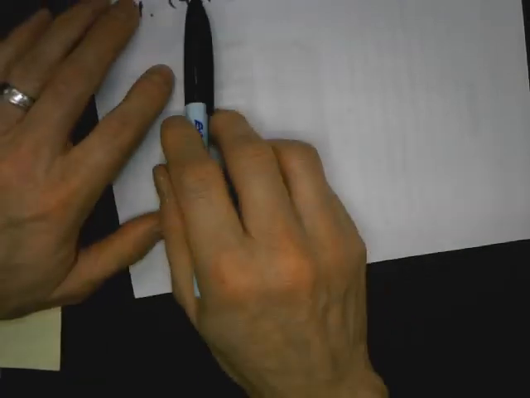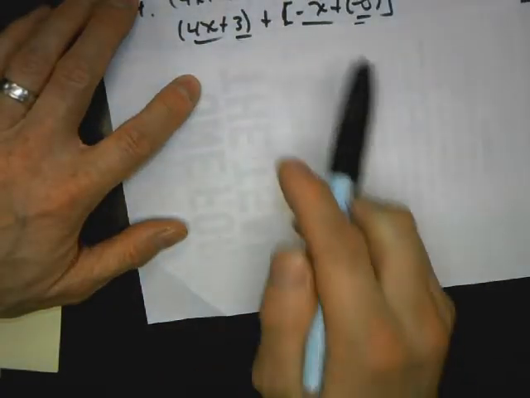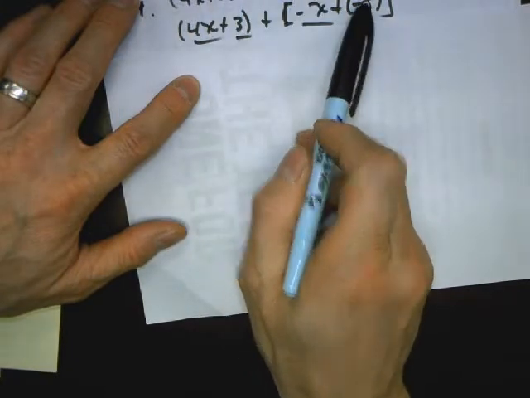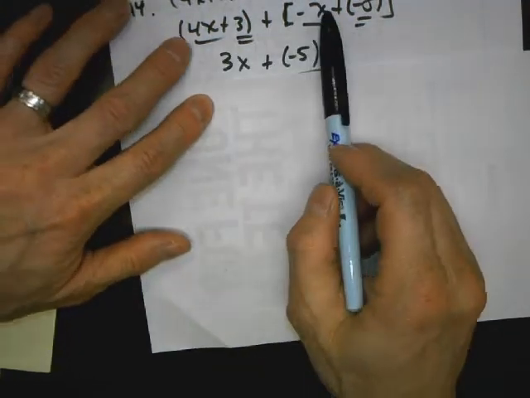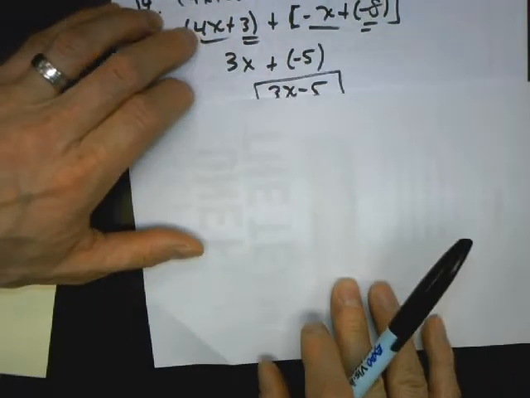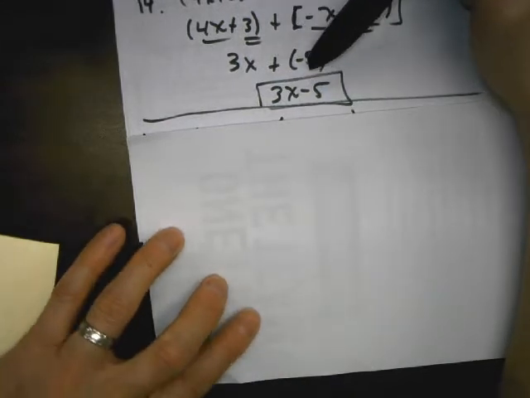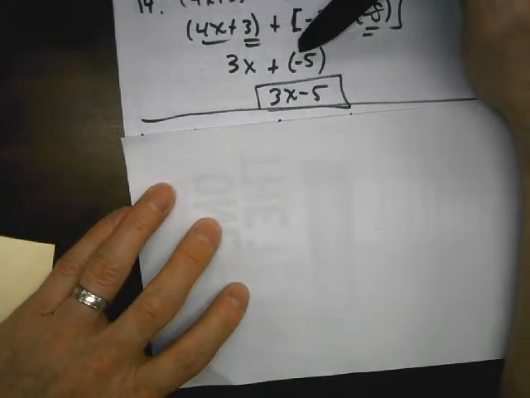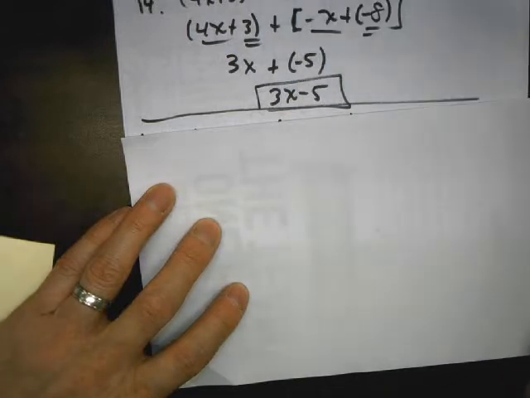14, we're going to simplify this. So I have 4 x's and a negative x. I have 3 and a negative 8. So 4 x's and a negative x is 3x. 3 and a negative 8 is negative 5. That's done. We can write this rule for subtraction backwards, right? Plus a negative. Another way to say plus a negative is just minus.